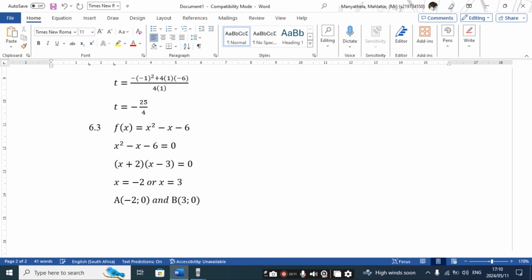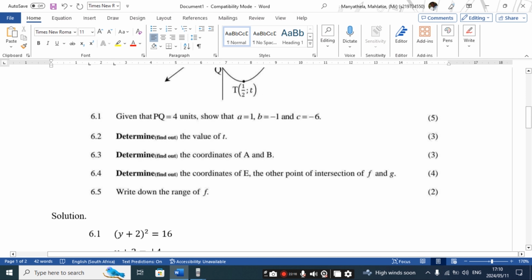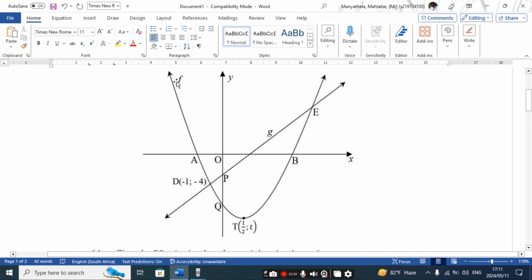So let's go to the next question, 6.4. Okay, what are we told? Determine the coordinates of E, the other point of intersection of F and G. We have the equation of F, we have the equation of G, and the equations of F and G are equal at point D and point E.